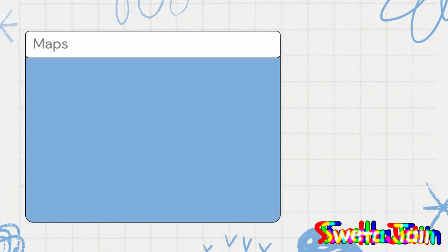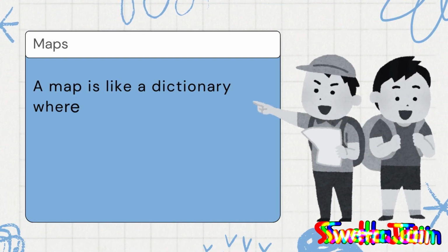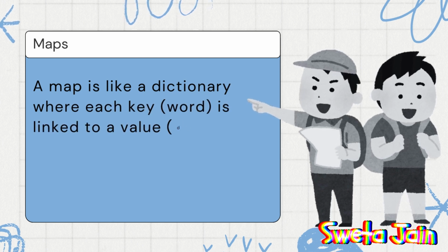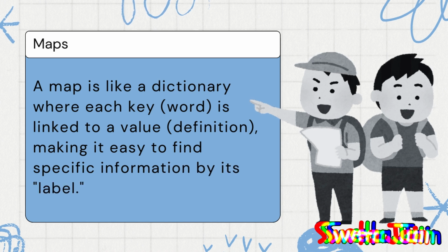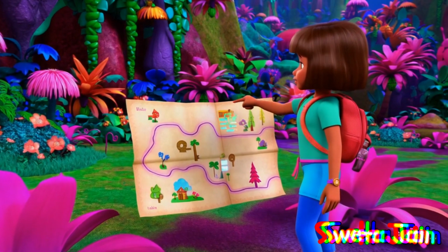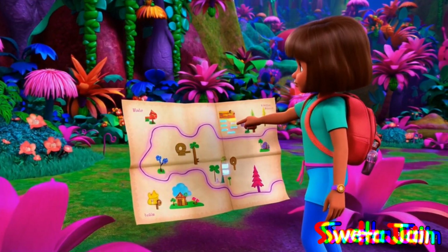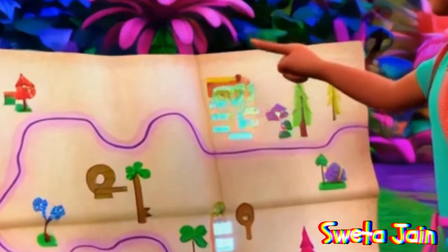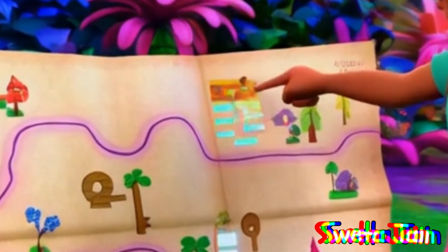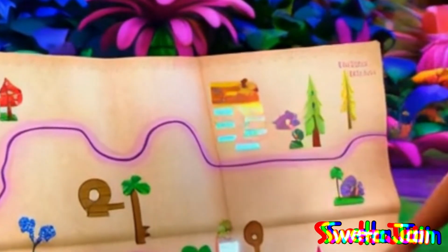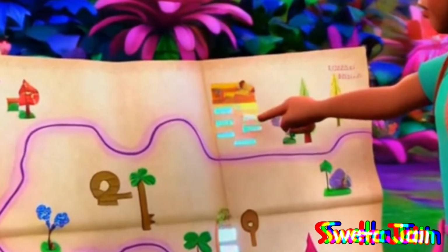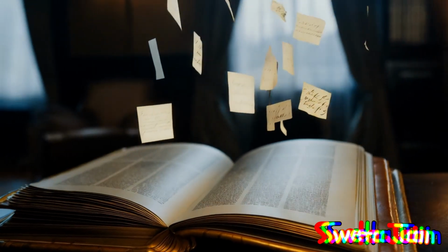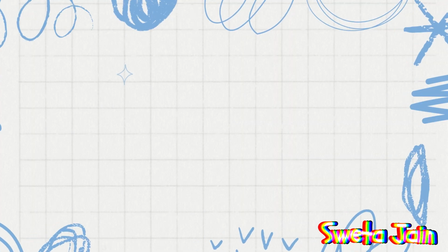7. Maps. Definition: a map is like a dictionary where each key, word, is linked to a value, definition, making it easy to find specific information by its label. Example: think of Dora the Explorer with her talking map. When Dora wants to find a location, she looks for a specific place, key, on the map, and the map tells her where to go. Value. It's just like how a map data structure helps you find the value linked to a key quick.